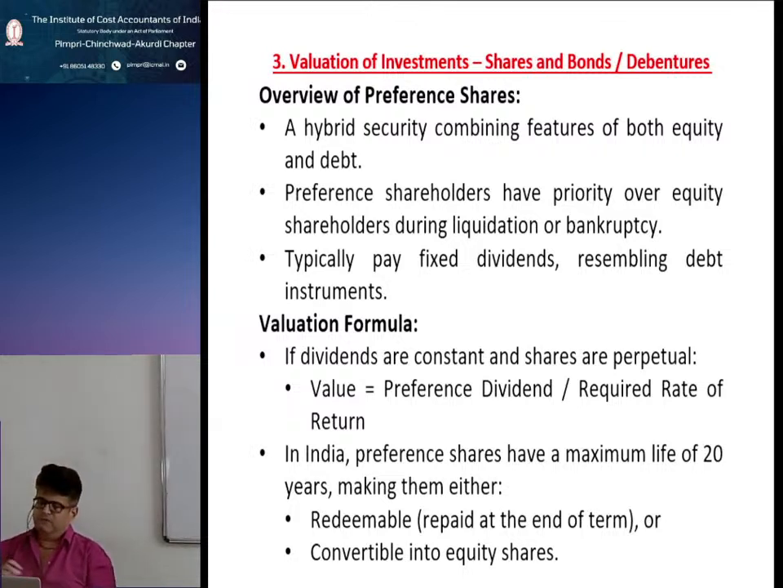Valuation formula: if dividends are constant and shares are perpetual, value is equal to preference dividend divided by required rate of return. Secondly, in India, preference shares have a maximum life of 20 years, making them either redeemable, repaid at the end of term, or convertible into equity shares. So no preference share can be issued which is redeemable after more than 20 years. At the end of 20 years, either the shares have to be redeemed, that is repaid at the end of the term, or those shares have to be converted into equity shares.